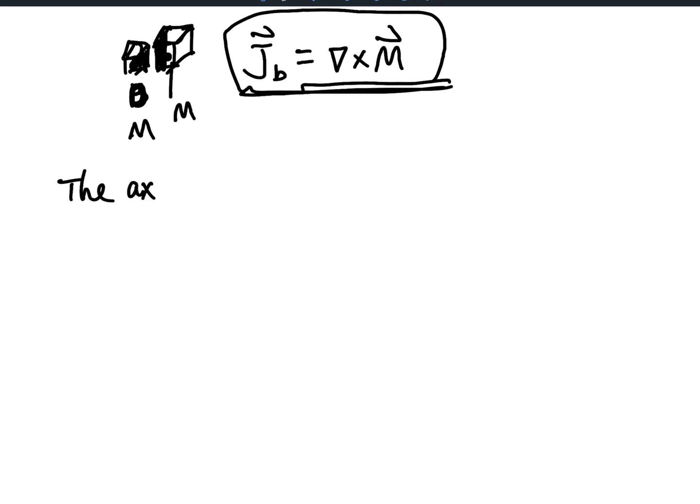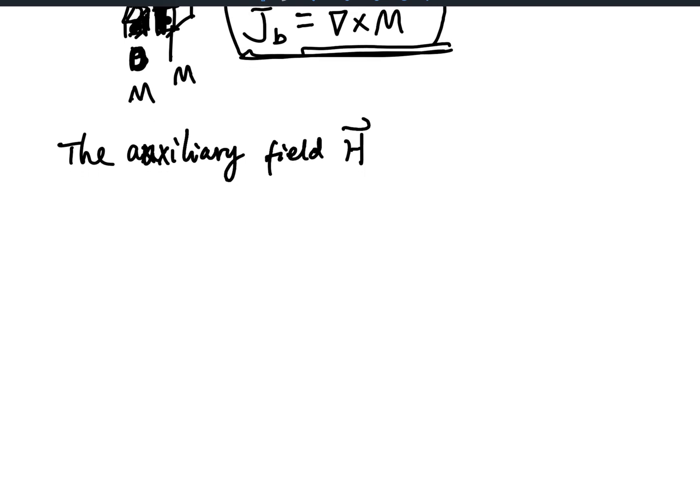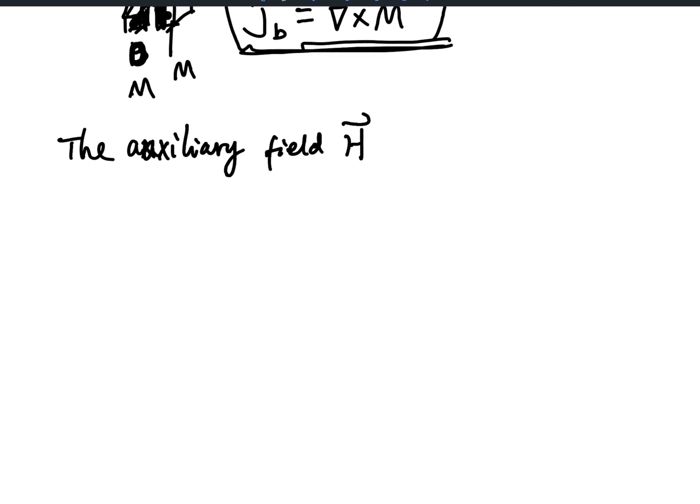So the same thing we will do here. Like what we did when we introduced the electric displacement to include the polarization effect, we now also create another variable called the auxiliary field. We call it H. Now what do we do? Like what we did before, we want to write down Ampere's law for this magnetized material.